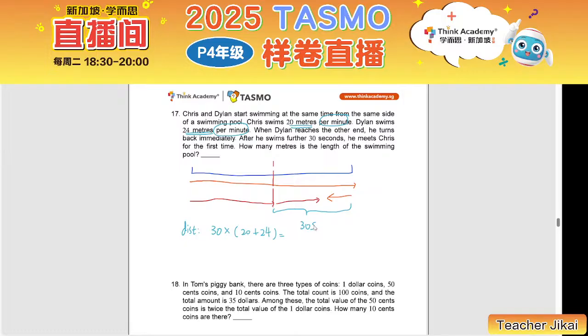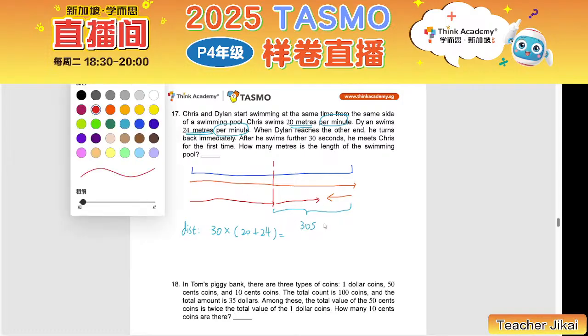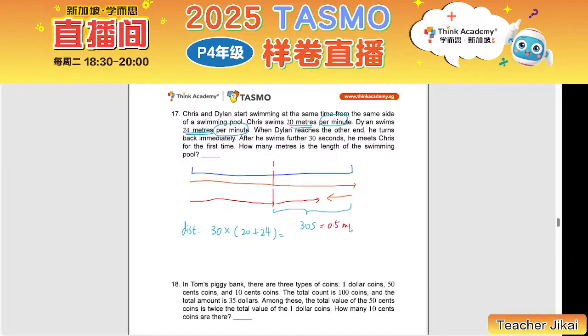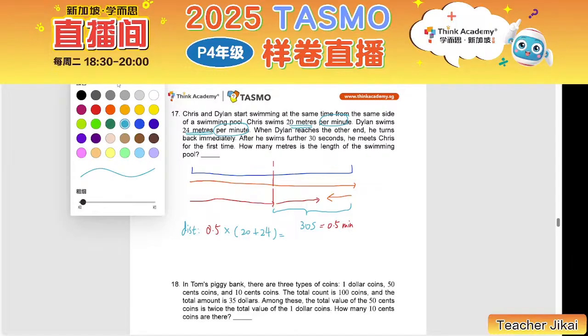And here, what is the 30? The 30 is the seconds here, right? Most of the students will get it wrong here. So the 30 seconds is 0.5 minutes, right? So here, is it 30 times the sum of the speeds? No. We need to make the units the same, right? So 0.5 should be the final time, right? So 0.5 times the total of the speeds. This time it is correct, right?